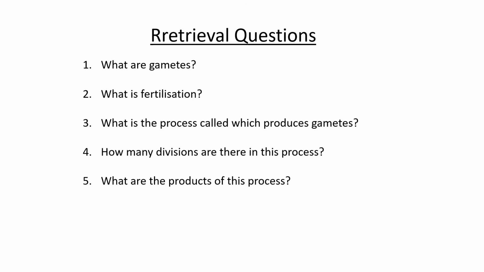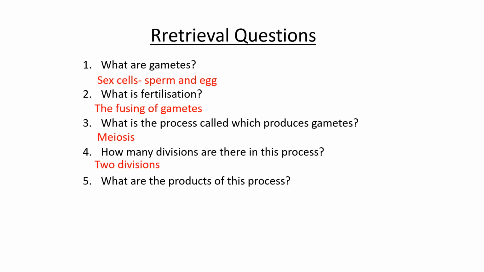Let's go through the answer now. What are gametes? Sex cells, sperm and the egg. What is fertilization? The fusing of gametes is called fertilization. Meiosis is the process which produces gametes. There are 2 divisions involved in this process, and it produces 4 genetically different haploid cells. Different means variation, they have variation. Haploid cells means only 23 chromosomes.